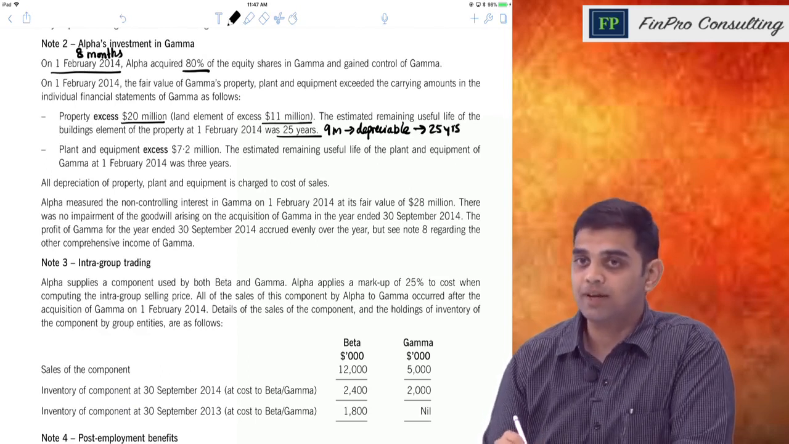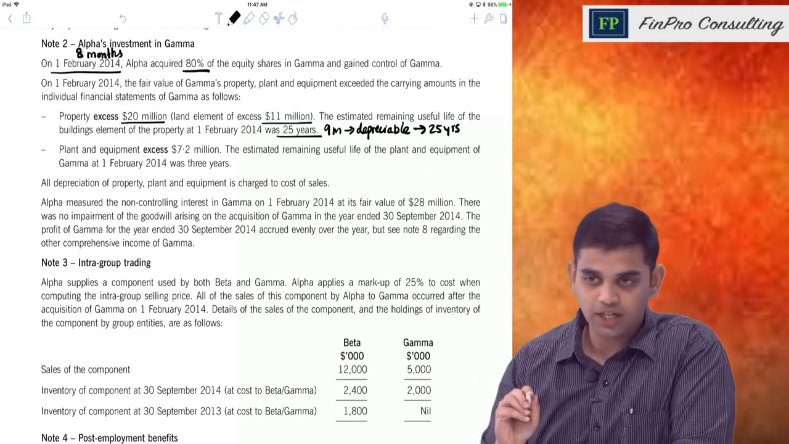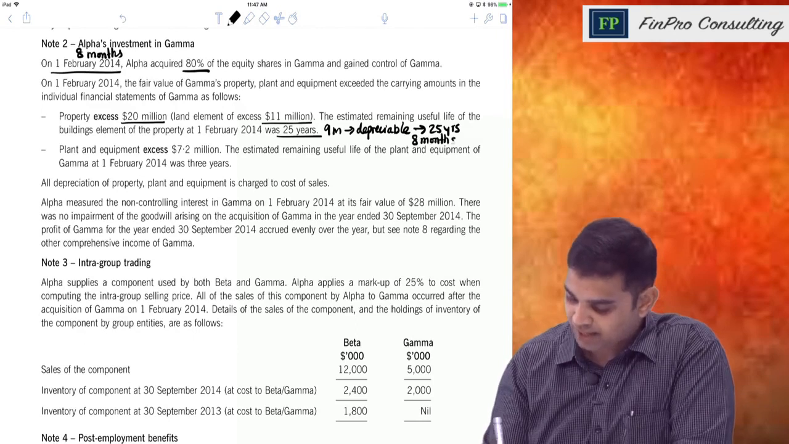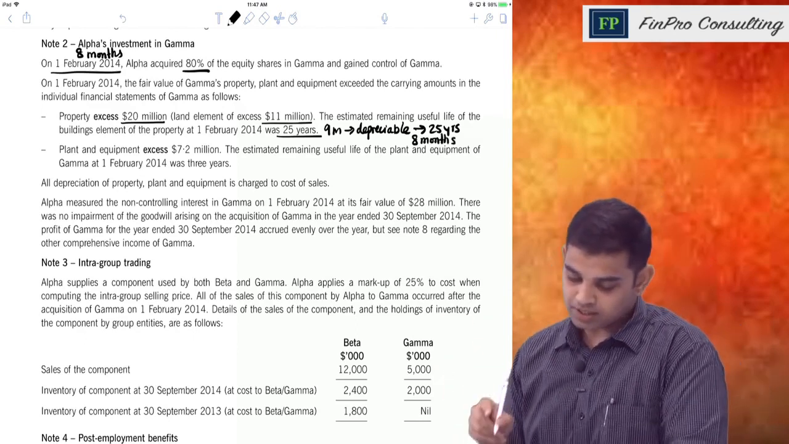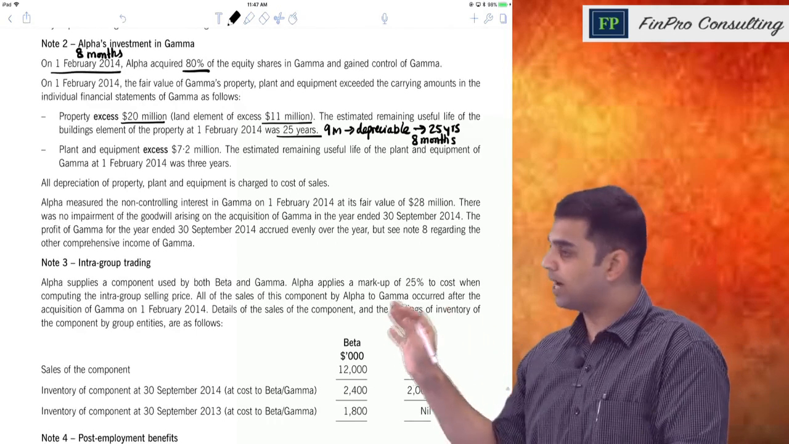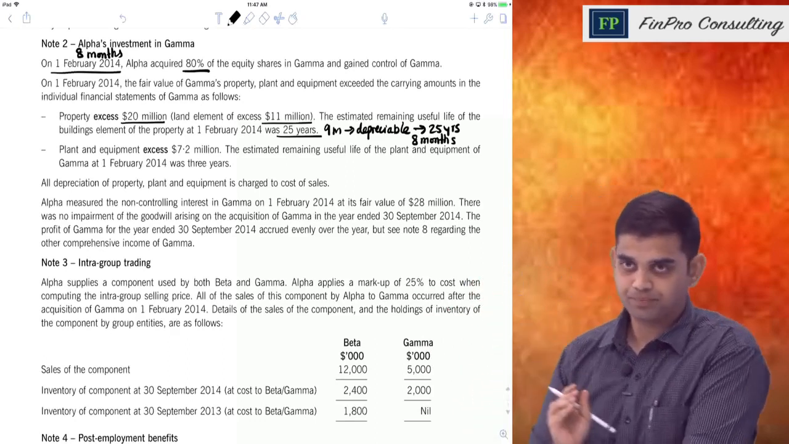But how many months have elapsed? Only 8 months have elapsed from the date of acquisition till the date of reporting. So you write all the relevant facts, then we can compute later on. Right, so 9 million is depreciable, the total useful life is 25 years, but we have to compute the depreciation currently only for 8 months.